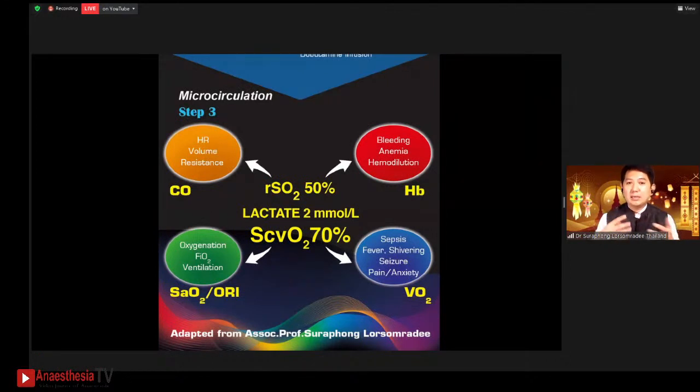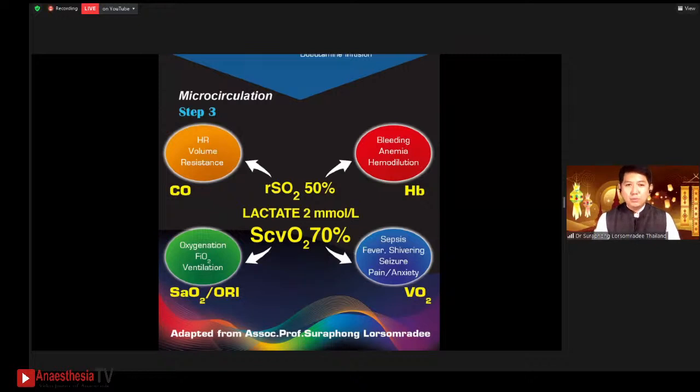Or if we have the NIRS, the cerebral oximeter, we can attach it to the left side and the right side. Normally, it should be more than 50%. Or if we have the baseline number, if it drops lower than 20%, it's not so good. But if we're not sure what our beginning number is, because the patient comes for emergency surgery and we don't know if it's a good baseline or not, we just maintain it to be more than 50 all the time. If it's lower than 50, we have some problem with the microcirculation.